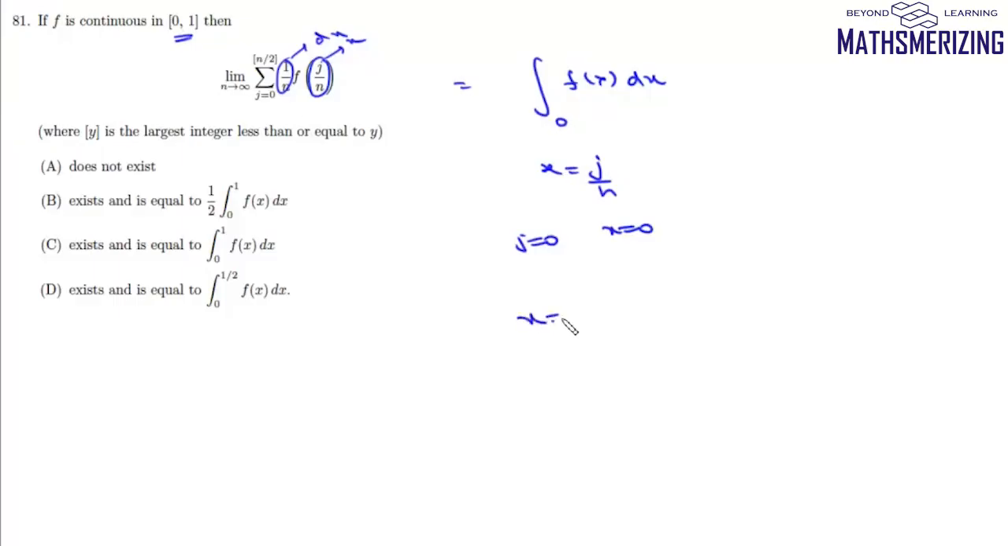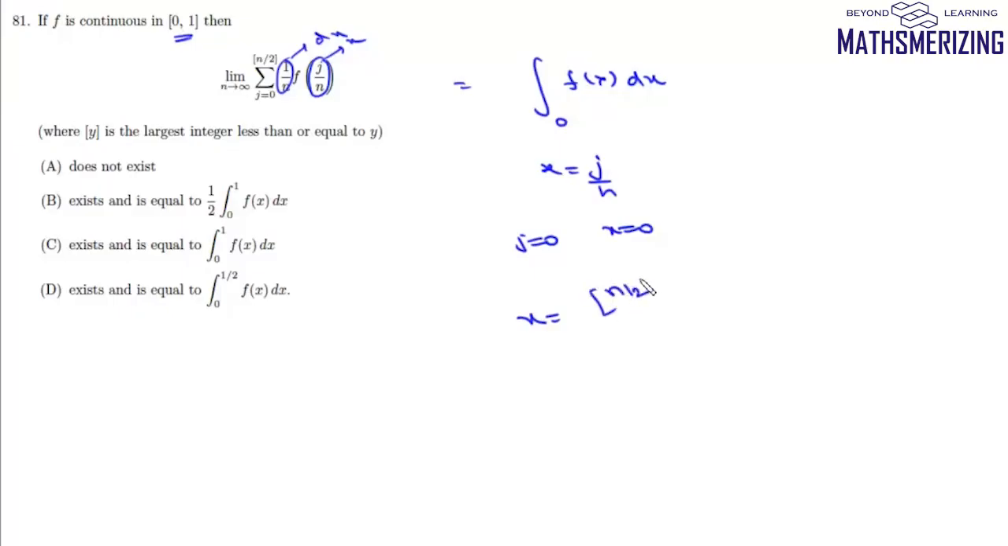Now question number 81 is, if f is continuous from 0 to 1, we need to find this limit. Now we see j by n corresponds to x, and 1 by n corresponds to dx. So we can change this limit into this integral, which is f(x) dx. Now here x is j by n. Now we need to find limits of this function. When j is 0, clearly x is 0. So lower limit is 0. Now what about its upper limit?